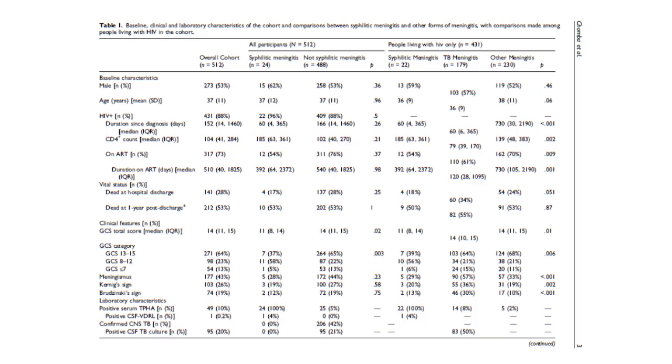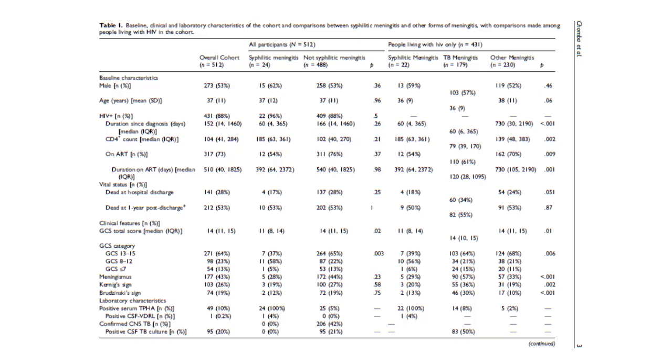In terms of some of the clinical features, they noticed that participants with syphilitic meningitis had lower Glasgow Coma Scale scores than those with other forms of meningitis. And among the people living with HIV, those with syphilitic meningitis were less likely to have meningismus and had higher CSF white cell counts, which again goes back to needing to consider that those in an immunocompromised state may not present the way that you would expect them to, especially noting here that lack of meningismus.